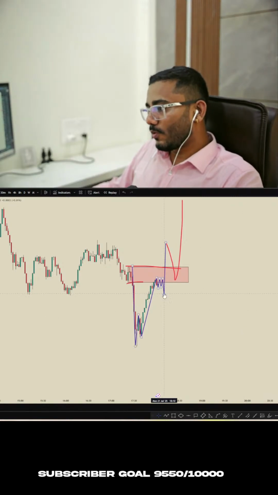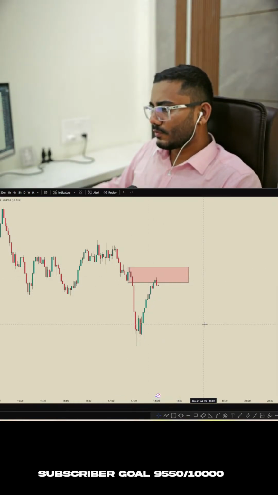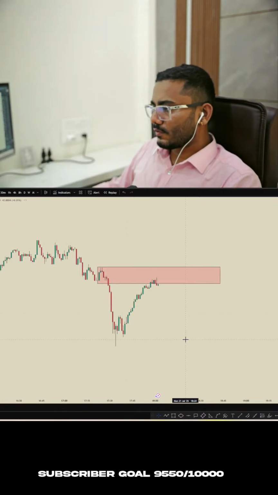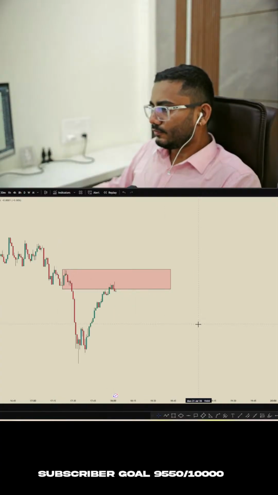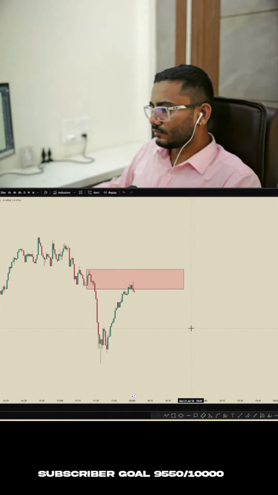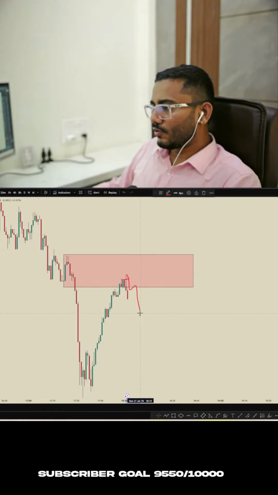So this is just a probability. It's not like this will exactly happen like this. And this candle now swept the previous low, so we can expect a good move to the downside.